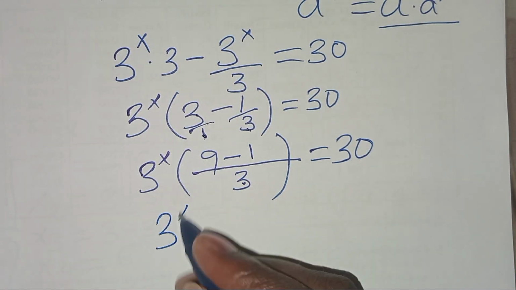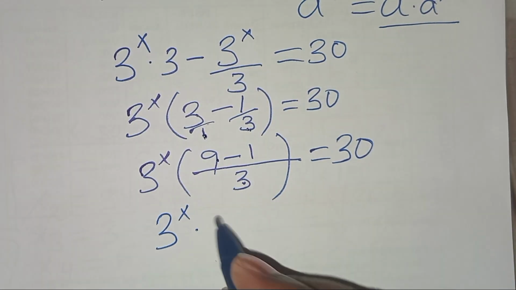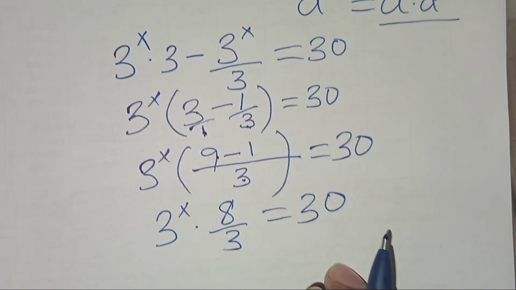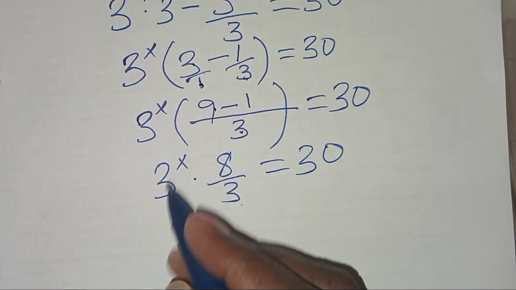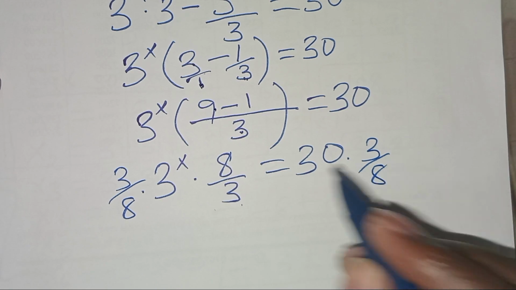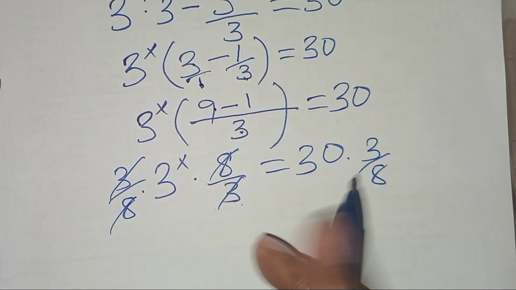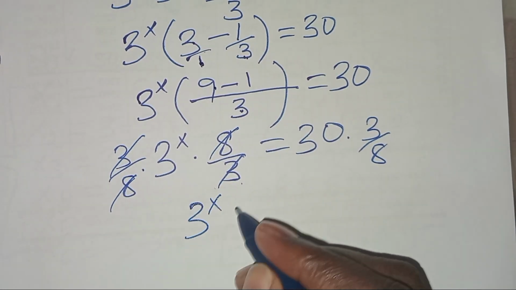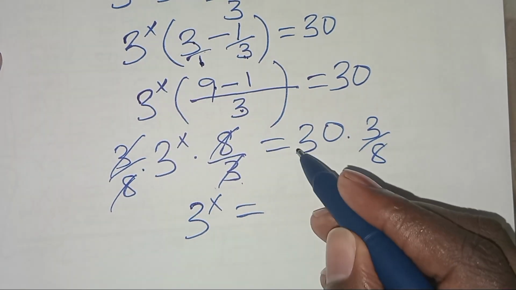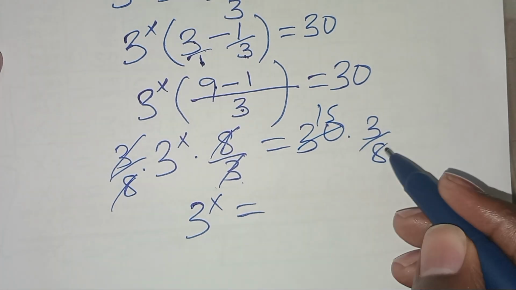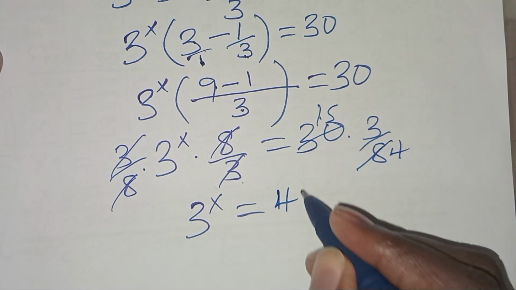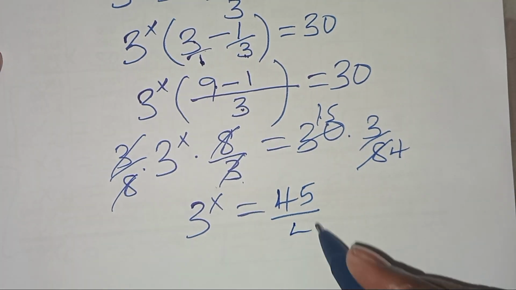So this is 3 to the power x multiplied by 9 subtract 1, this is 8 divided by 3, equal to 30. Okay, so we multiply both sides by 3 divided by 8. So if you simplify here, we'll have 3 to the power x equal to, now we can simplify here, this is by 2, 15. Can divide here by 2 also, this is 4. So this is 15 times 3, which is basically 45 divided by 4.